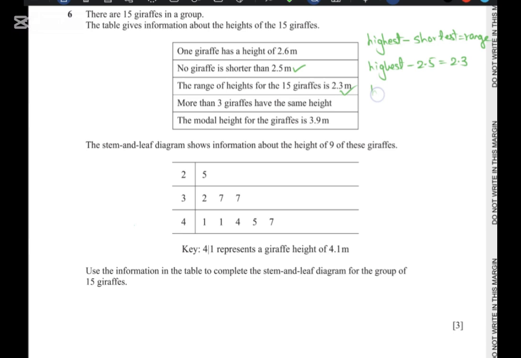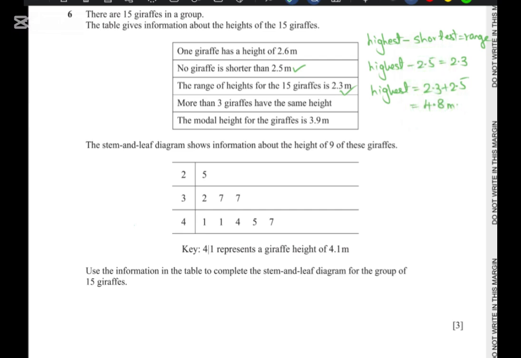Now the highest can be found by bringing 2.5 to the right hand side. We get 2.3 plus 2.5, that is 4.8. 4.8 meters is the tallest giraffe, and no giraffe is higher than that. So this is the highest number. Now in our stem and leaf diagram, our numbers should go from 2.5 to 4.8. This is the one thing you need to remember before drawing.